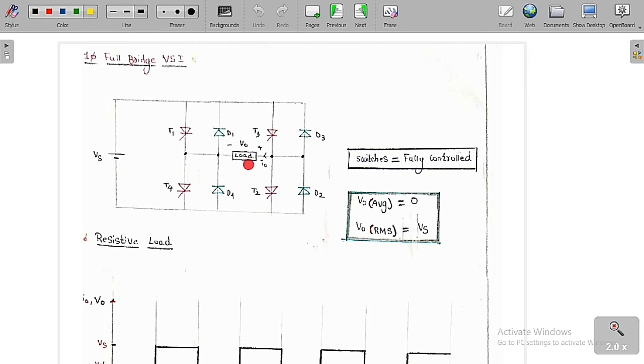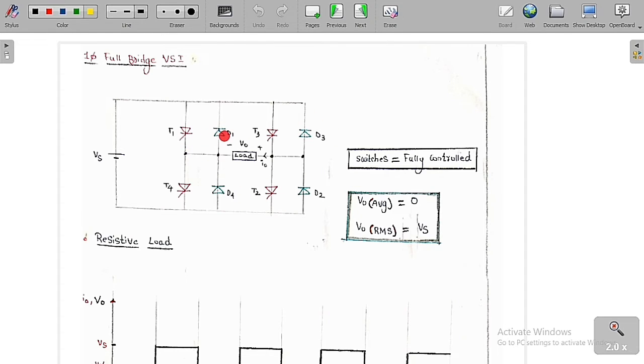But if there are two legs in the same format, then we say it is a single phase full bridge voltage source inverter. The input voltage is Vs. If you keep the load in this region, it is called a half bridge voltage source inverter. If you keep the load here, then it is called a single phase full bridge voltage source inverter. So this is the diagram of the single phase full bridge voltage source inverter.